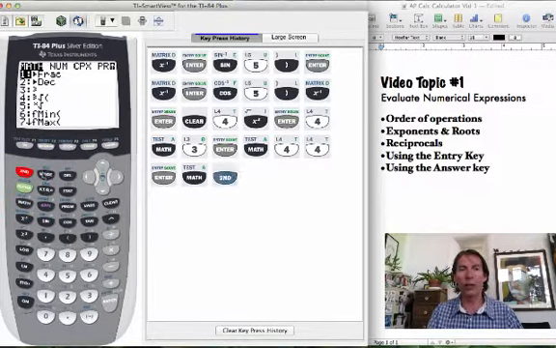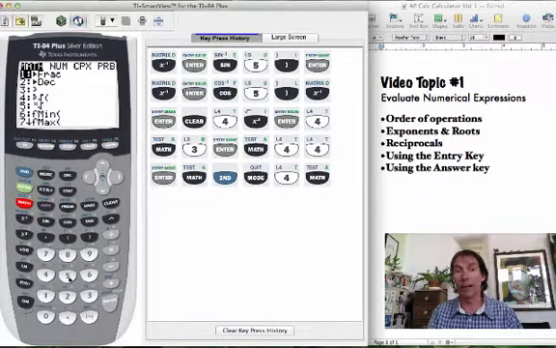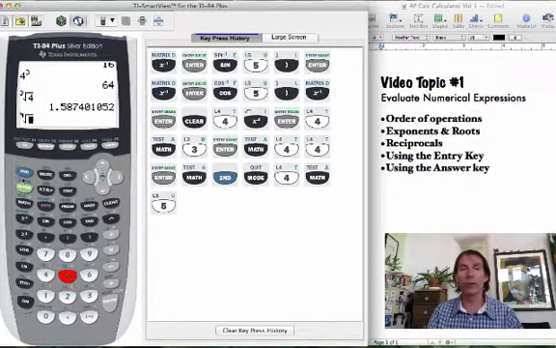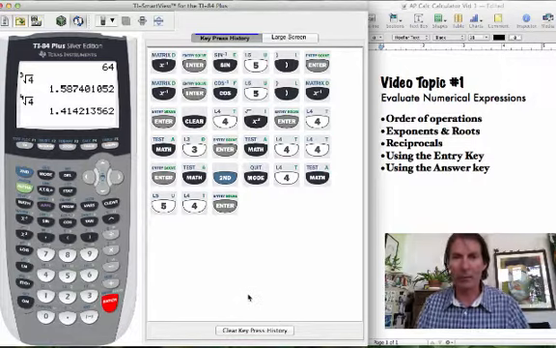In order to do that, I'm going to quit this, and I'm going to enter the 4 first. I'm going to take the 4th root. So now when I hit math and number 5, it's going to take the 4th root of whatever comes next. And I'm going to take the 4th root of 4, and there it is. Okay, so if you missed any of that stuff, you could follow along on the keypad history. I know that might be a little bit tough.